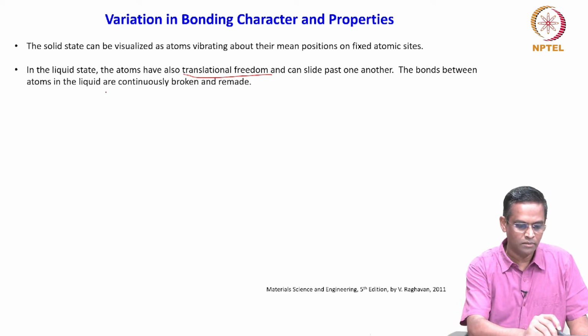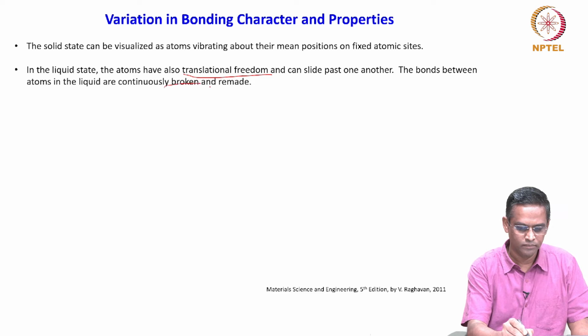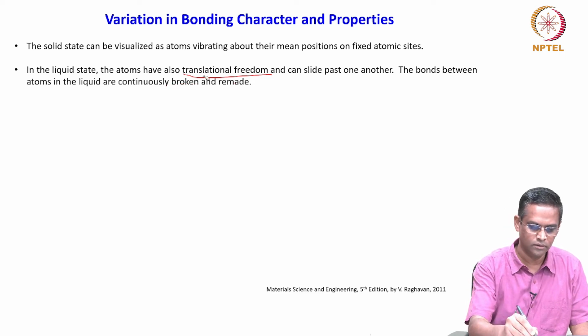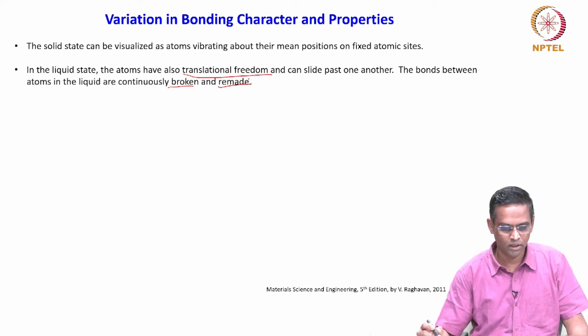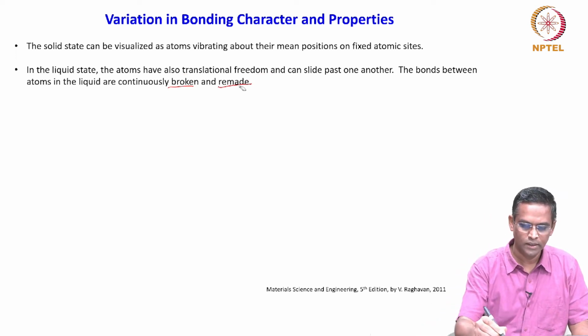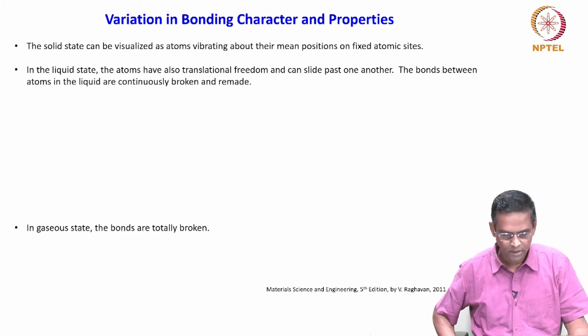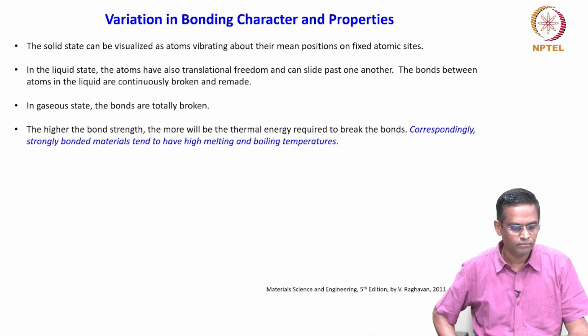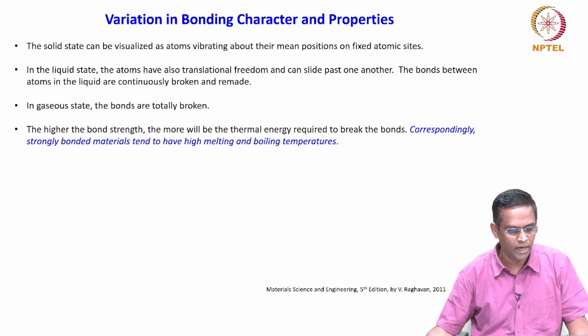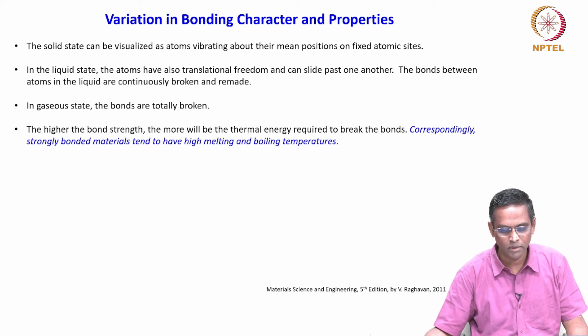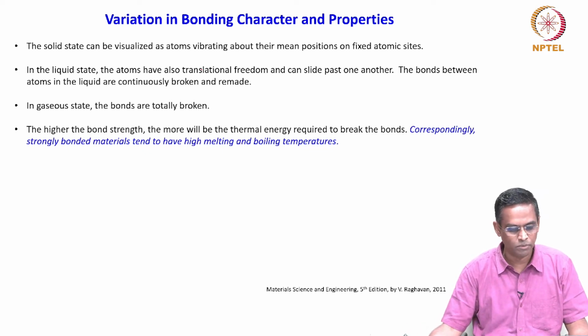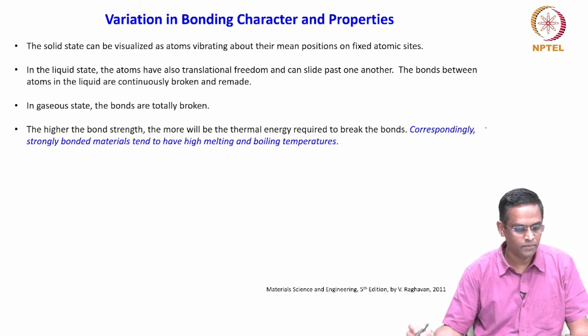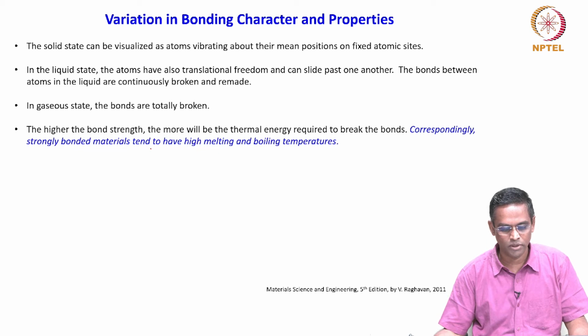The bonds between the atoms in the liquid are continuously broken and remade. This we all know. In the gaseous state, bonds are totally broken. The higher the bond strength, the more thermal energy is required to break the bonds. Correspondingly, strongly bonded materials tend to have high melting and boiling temperatures.